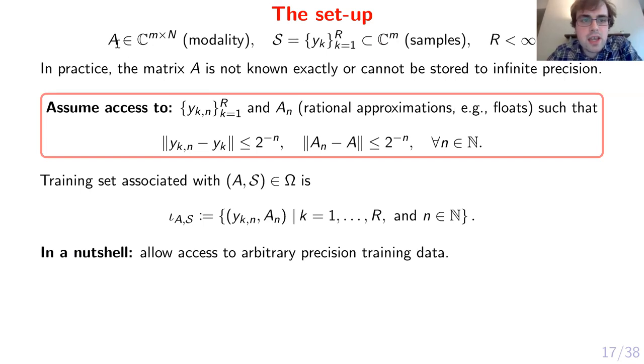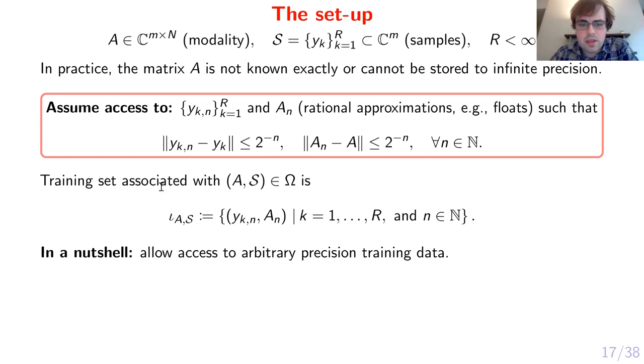So I have a matrix A in my optimization problem. This is a modality, so you can think of it as something like an MRI scan. S is a finite collection of samples, so R samples. In practice, of course, we can't store this matrix exactly, for example, if it contains irrational entries, or we might not know it exactly. So what I'm going to assume access to is arbitrary precision approximations of the matrix A and the samples y_k. My training algorithm can access y_{k,n}, which is 2^{-n} accurate to y_k, and similarly, A_n is 2^{-n} accurate to A.